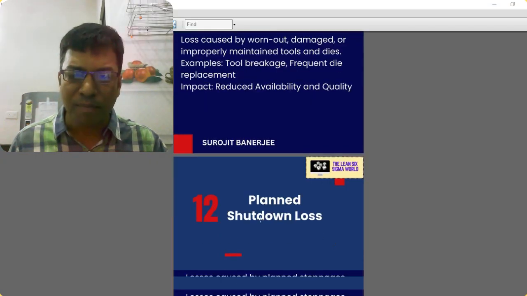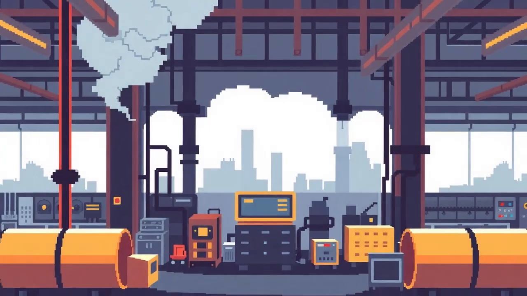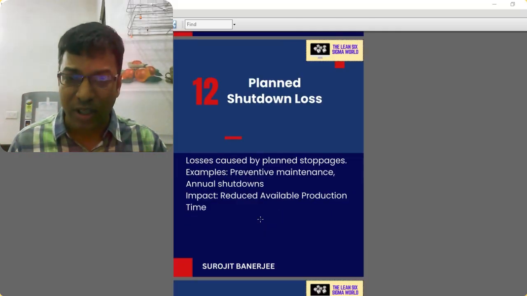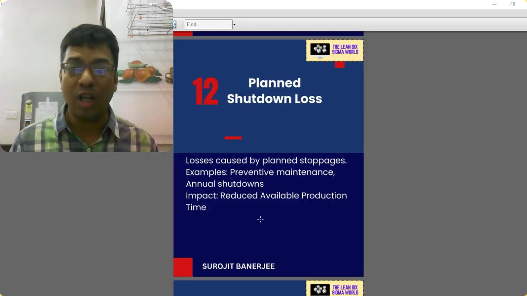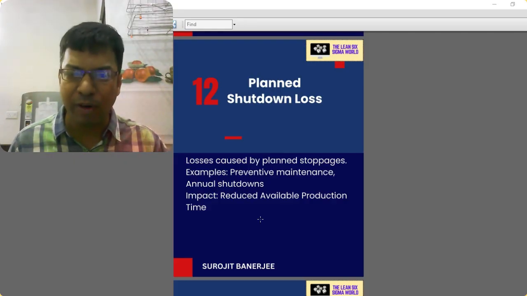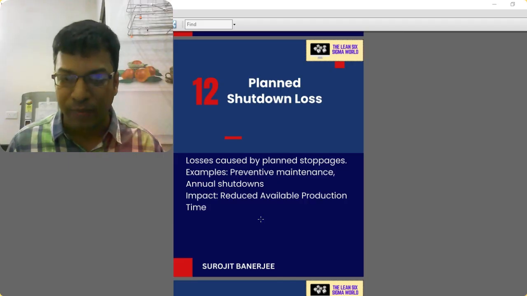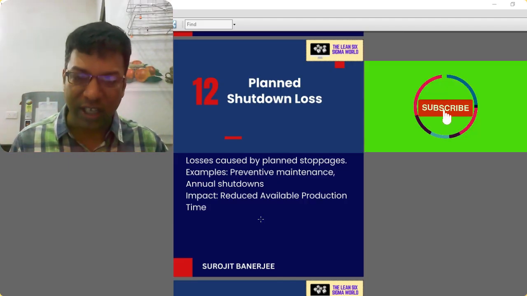Now moving into plant shutdown loss. Even if you are doing a planned shutdown in the plant, your machines are not active for a little bit of time. That is also a part of loss, because the customer only pays when the machine is running. So preventive maintenance or even annual shutdowns come under plant shutdown loss. The impact is reduced availability and production time.